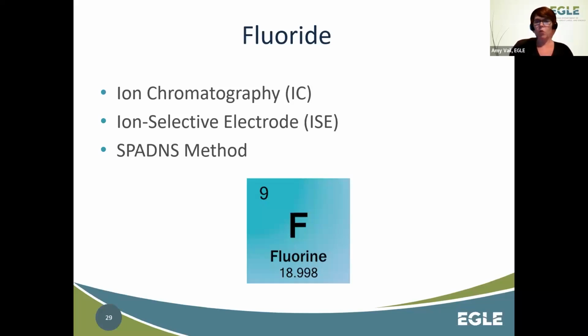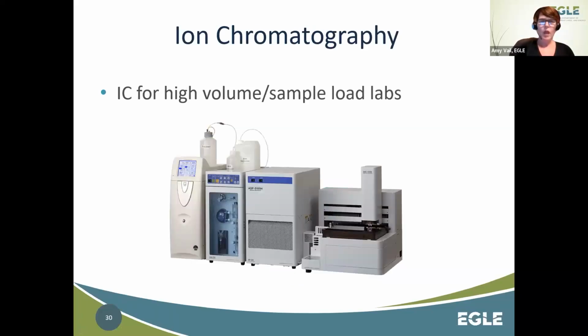All right, coming down the wire here, and we're coming down to time. So the last ones I'm going to talk about are fluoride. The three ones that are approved for fluoride are ion chromatography, ion selective electrodes, and the SPADNS method. Ion chromatography is the most accurate and the best one, but most people do not have an ion chromatography machine. This is good for high volume labs like contract labs, because they can do a lot of samples through here quickly. Most of us don't have this.